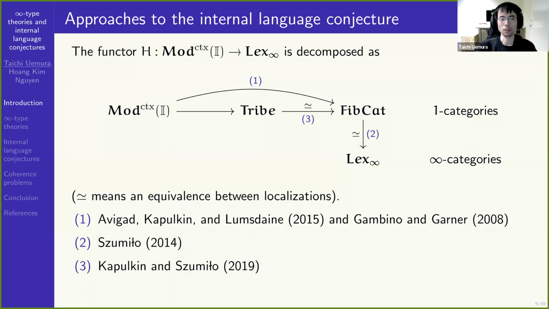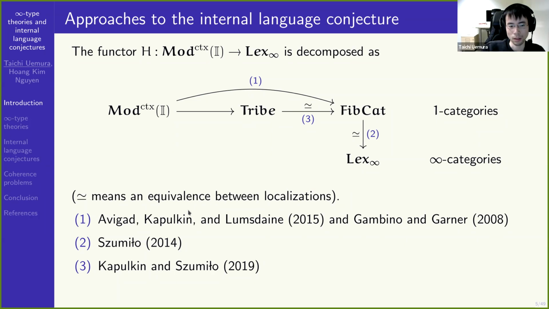And so the basic approach to this conjecture is to analyze this functor, of course, and it is constructed in several steps. First of all, from models of dependent type theory with intensional identity types, we can form a categorical structure called fibration categories. This is given by these people. The important point is that identity types give a kind of weak factorization system, which is a kind of homotopical algebra. And then Szumiło proved that the category of fibration categories is equivalent, up to localization, to the infinity category of finitely complete infinity categories.